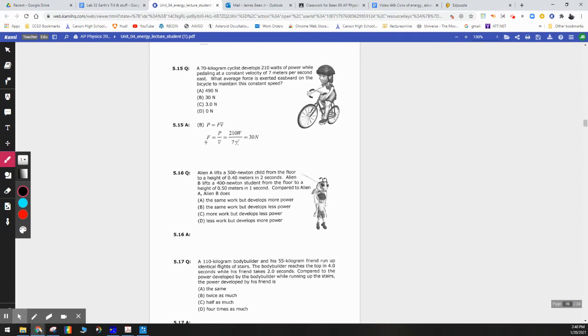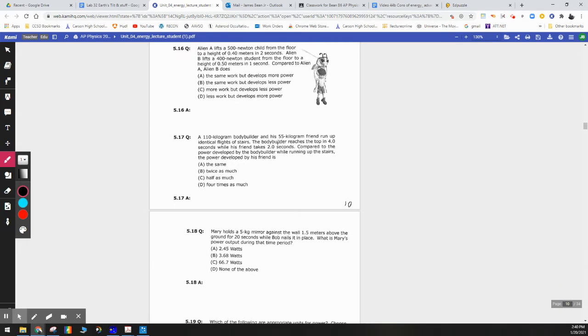Here is 5.15, and here's the answer for you. Let's just work through this. It says a 70 kilogram cyclist develops 210 watts of power while pedaling at a constant velocity of 7 meters per second. What average force is exerted eastward on the bicycle to maintain this constant speed? So here's the formula. Power is equal to force times velocity. And we can solve for force and have power divided by velocity. It's a pretty simple calculation here to get 30 newtons.